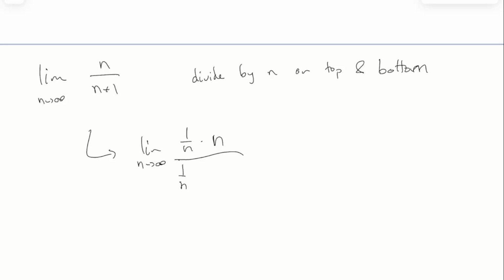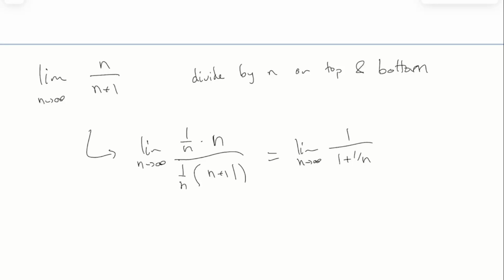I'm doing 1 over n on the top and the bottom, right? This is what I mean by divide by n on the top and the bottom. Up top, it simplifies to 1. And on the bottom, distribute that thing down there, I get 1 plus 1 over n, like so, all right?